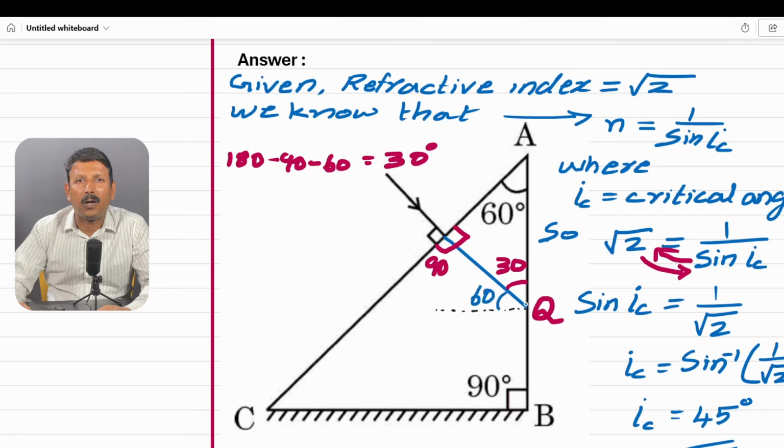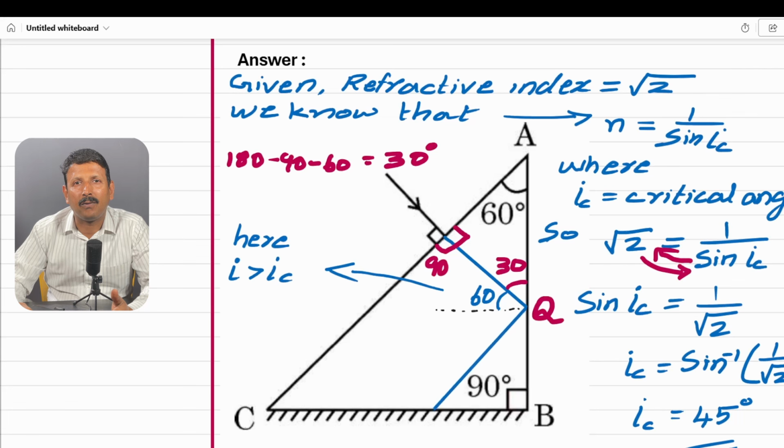Now what will be the angle of incidence at the point Q with the normal? Since the total is 90 degree, and 30 degree we already found, the other angle will be 90 minus 30, that is equal to 60. Now you see the angle of incidence we found is 60 degree. The critical angle we already found is 45 degree. Condition satisfied, right? The total internal reflection condition is, if the angle of incidence is greater than the critical angle, total internal reflection will take place. It happened now.